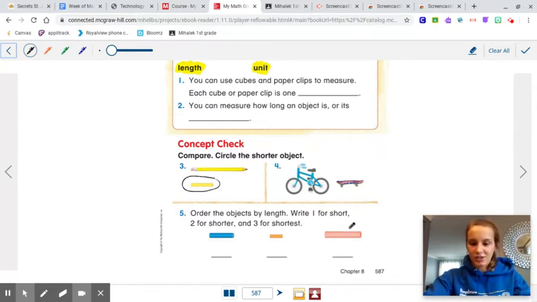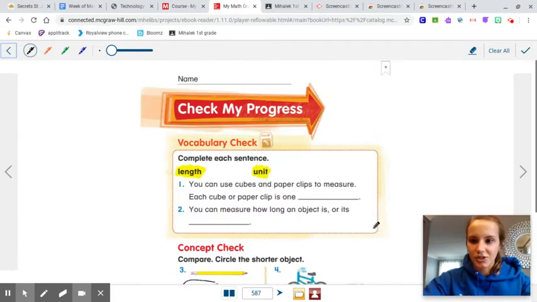Looking at these pieces of chalk, where's my shortest? The orange one, I'll mark with 3. And then a 2 for shorter. So which one's right there in the middle? We see that it's the blue. And then a 1 for short. So this one is just short. It's not the shortest, and it's not shorter. It would be our pink. All right? We have one more of those problems on the next page.